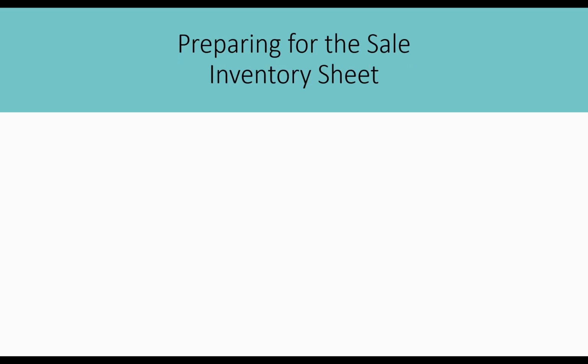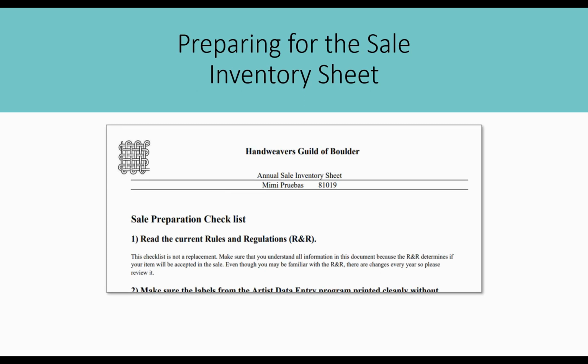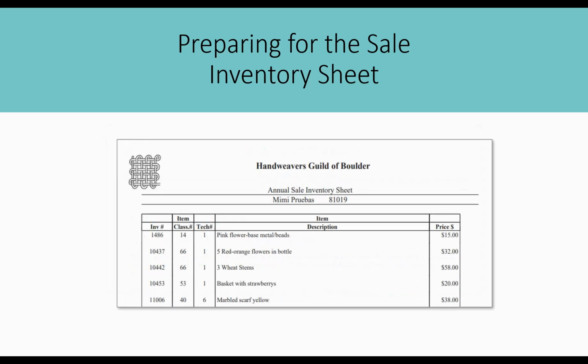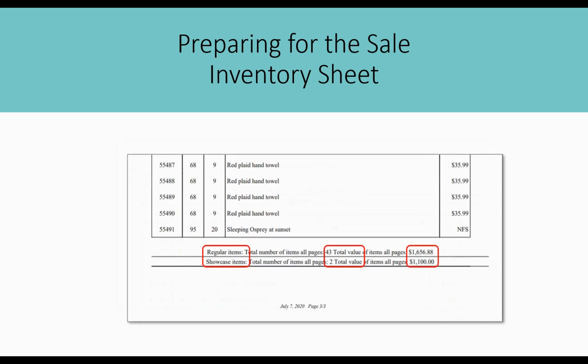The inventory sheet is the listing of everything you are checking into the sale. It consists of 3 parts. Starting in 2020, the first page is a checklist. Look over the checklist to see if you are ready for check-in. The following pages contain a description for each item that you're planning to bring into check-in. Finally, at the bottom of the last page, it gives the total number of items separated between regular and showcase with the total dollar amount. These numbers are used to validate the number of shifts that you have signed up for.